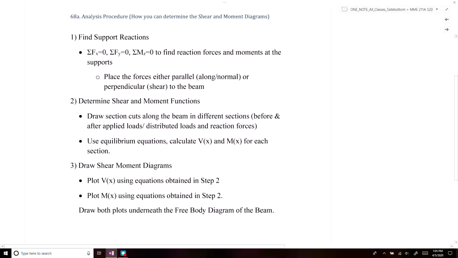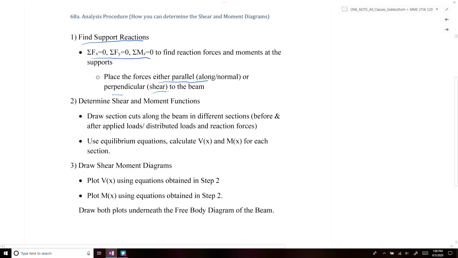The first thing we're going to do is find our supporting reactions. In order to find the supporting reactions, we use the equilibrium equations. We'll find the reaction forces and moments at the support. Forces will be either parallel, along, or normal to the beam, or perpendicular to the length of the beam, or the beam shear.